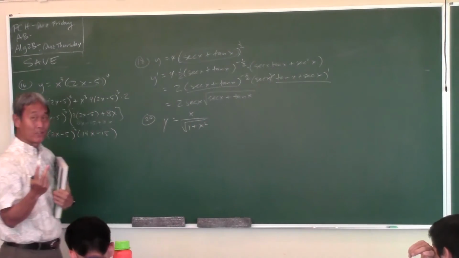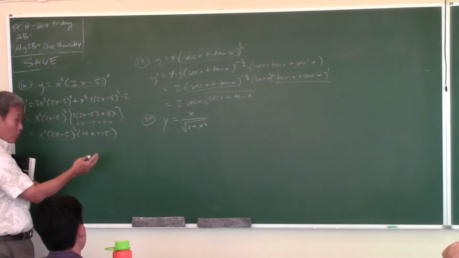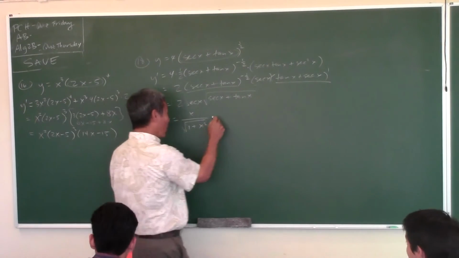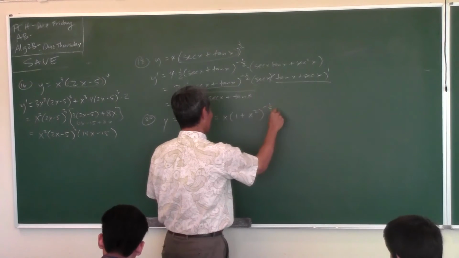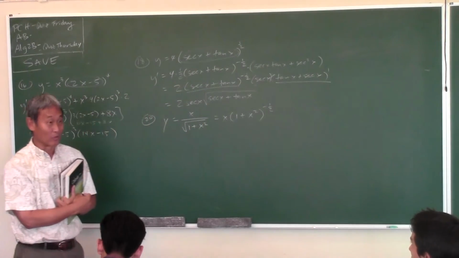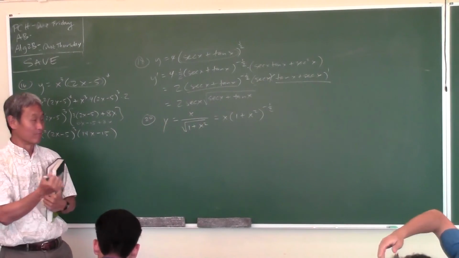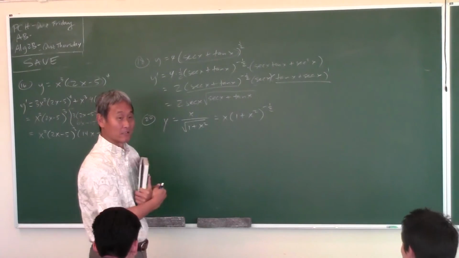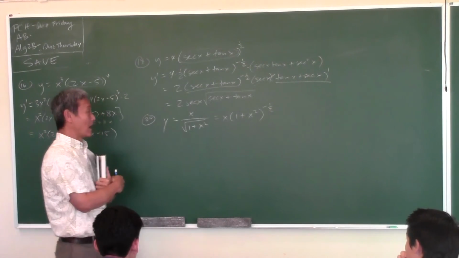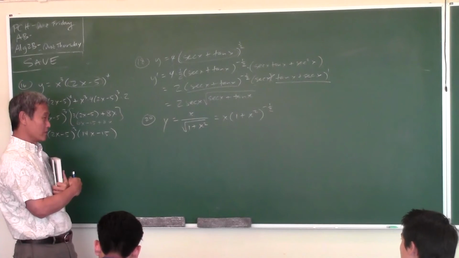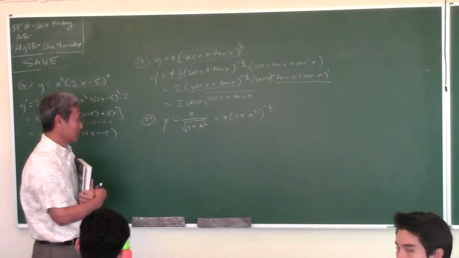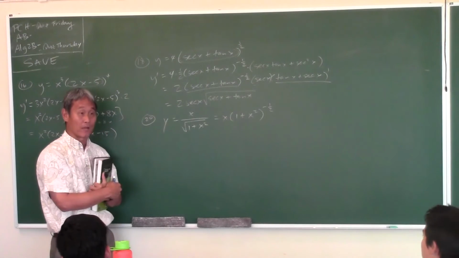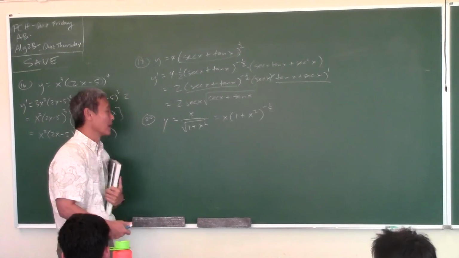Okay, now there are two ways you can do this problem. You can do the quotient rule, or you can rewrite the problem like this and use the product rule. So, what's your choice? Think about it. I would rather do the product rule because the quotient rule is kind of messy, you know how you guys are. So what do you guys want? I'll do either way. Product. Okay, product rule.